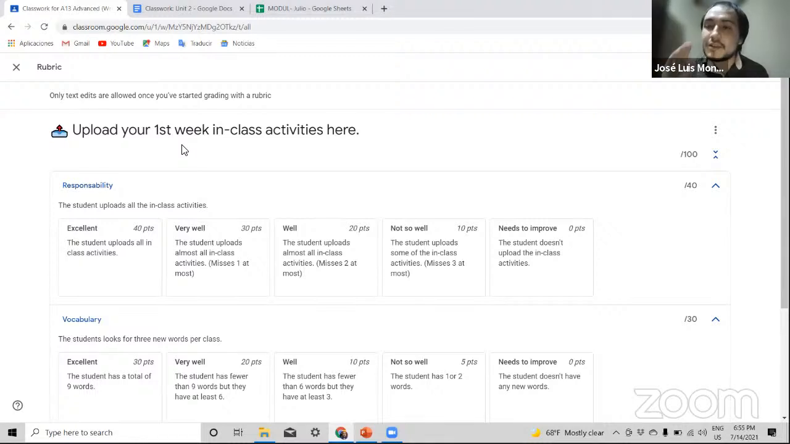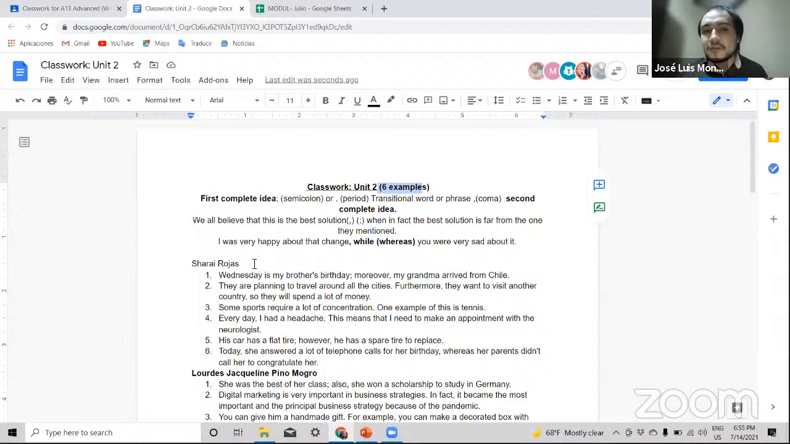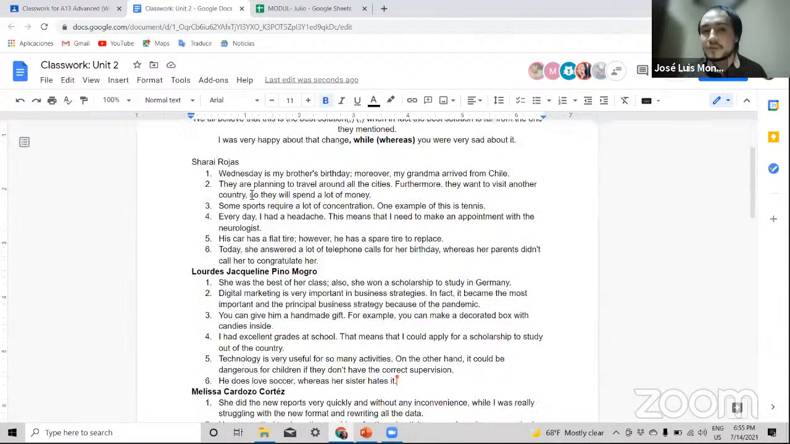In case you have to leave, or in case you were not in class for a bit, because something happened, all right? Try to take a look at this document and see, right here, you're going to see the number of examples, and take a look at how many examples your partners wrote.